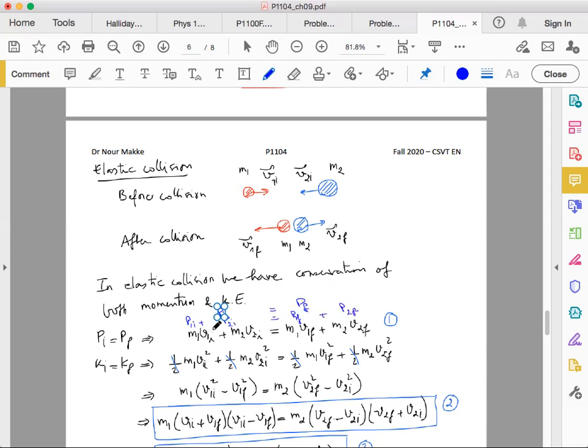We put each one with its value. P1 initial is m1 v1 initial, P2 initial is m2 v2 initial. The same for P1 final and P2 final. And for the second one, K initial is equal to K final. You can write down simply the kinetic energy for both particles as we know in the initial state and in the final state. So we get this equation.